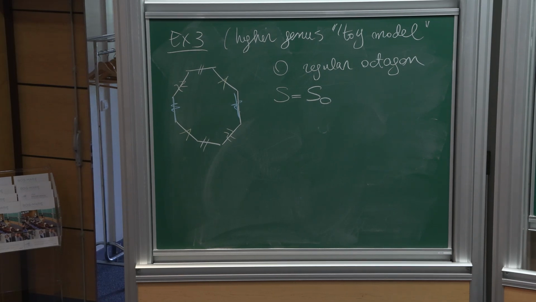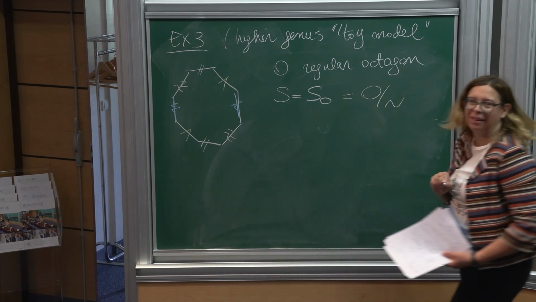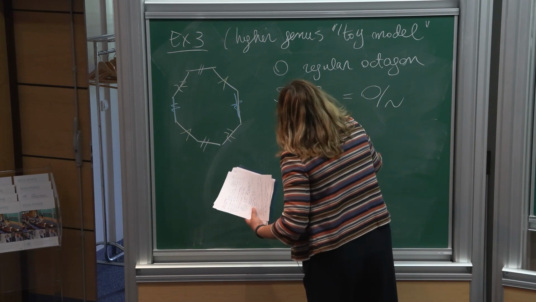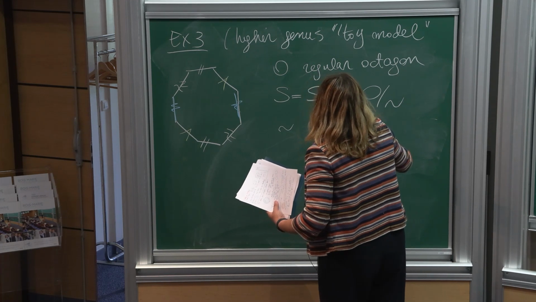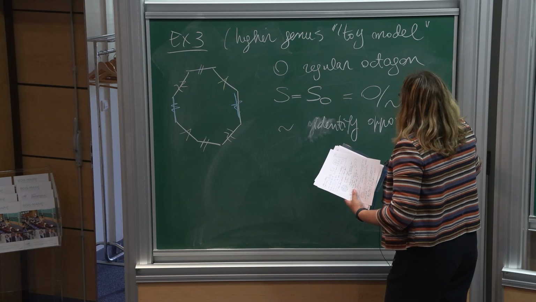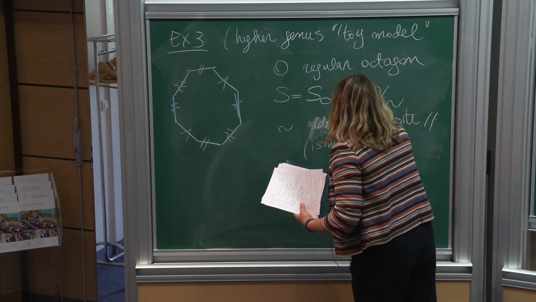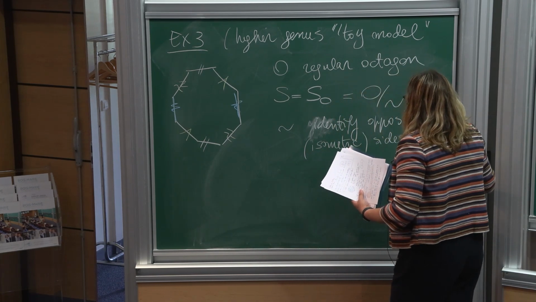I will write it O modulo tilde, where tilde means: glue, identify opposite parallel sides by translation. Identify opposite parallel isometric sides. Isometric is obvious in the picture, by translations.